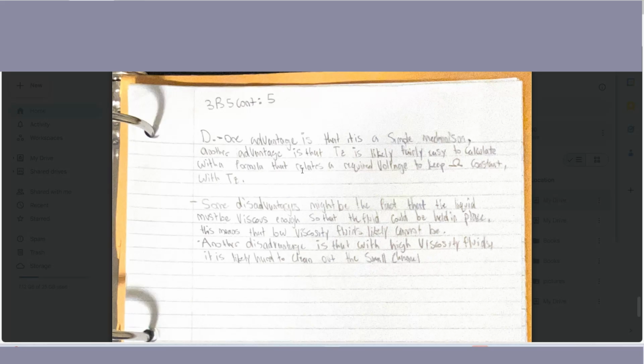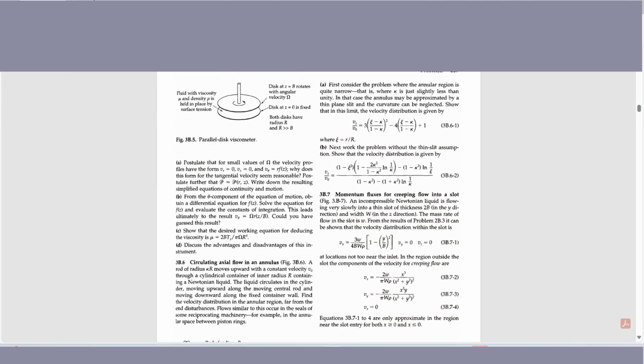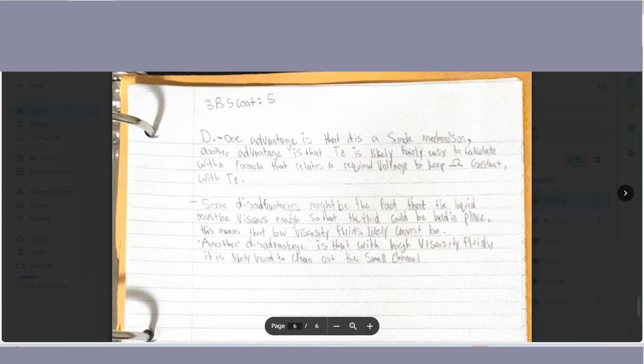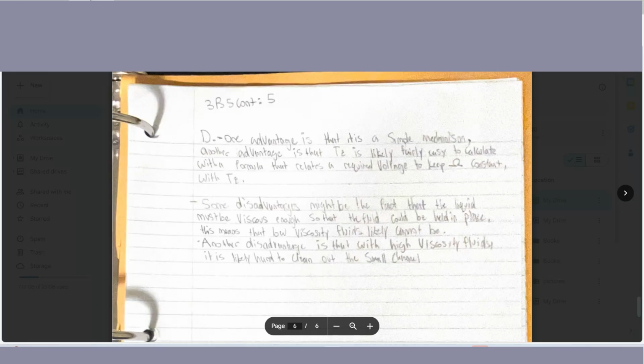Some disadvantages: it's probably pretty hard to clean that thing out, to be honest. If you put a viscous liquid in there, how are you going to get it out of that little crevice? If you can't, it's probably going to mess up readings of other liquids. Also, the liquid must be viscous enough that the fluid can be held in place. If the surface tension isn't strong enough, it's just going to spill out of there. So that's another thing you need to think about. And again, it's hard to clean.